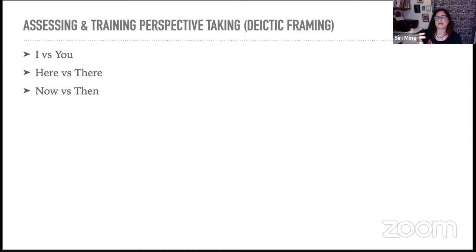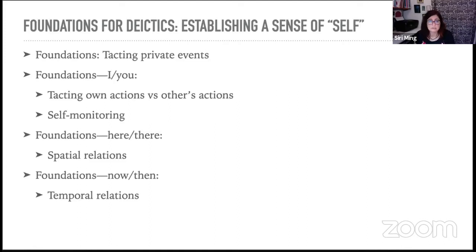There are earlier levels of that. This is not developing magically out of the blue. And there are absolutely foundations in early intervention that we can be establishing that you're probably already doing a lot of. You just haven't thought of it as part of this thread towards establishing this sense of self.